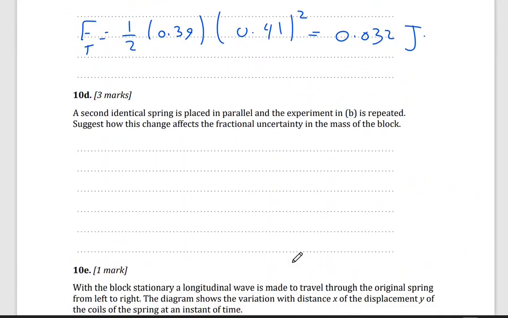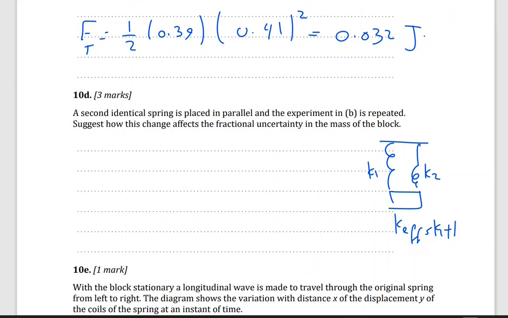Okay, the last part: a second identical spring is placed in parallel. So you have the first spring and the second spring, and you place them in parallel. Now, when you put springs in parallel, you actually increase the spring constant. If this spring is K1 and this is K2, and they have the same spring constant, I'm doubling the spring constant. So K effective will equal K1 plus K2. So the spring constant is now increased.